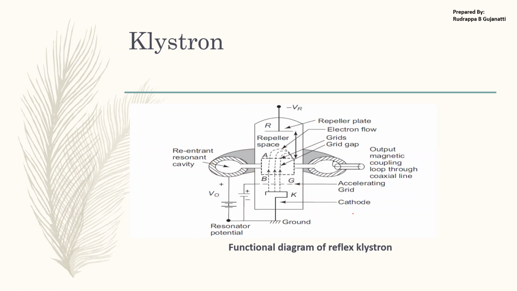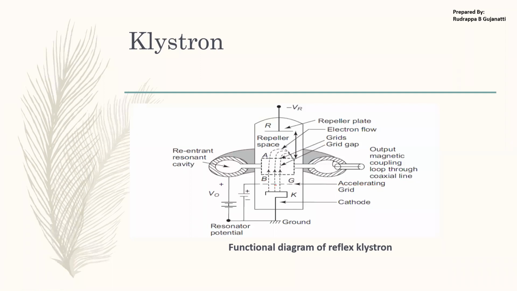So what happens in the klystron? First of all, what does the cathode do? It acts as an electron gun, you can say. It shoots or emits the electrons towards the cavity. Before entering the cavity, you can see that there is an accelerating grid. Based on the potential applied over here, you either accelerate or decelerate the electrons. So you can control the acceleration of the electrons in this grid.